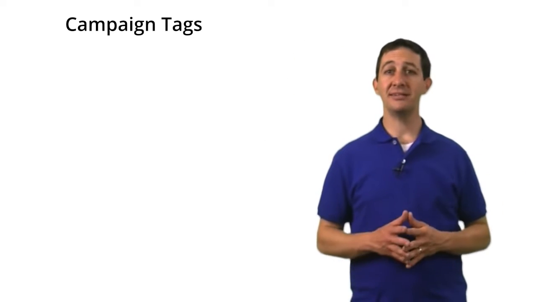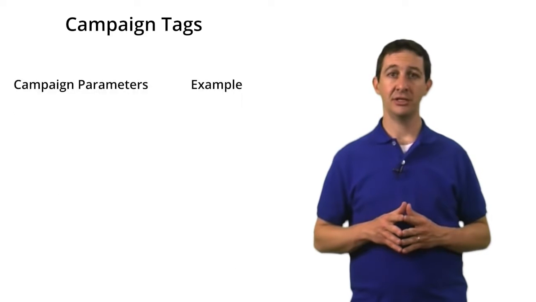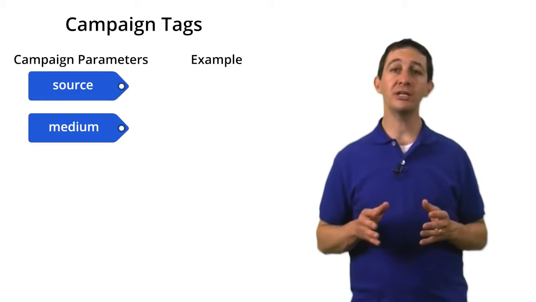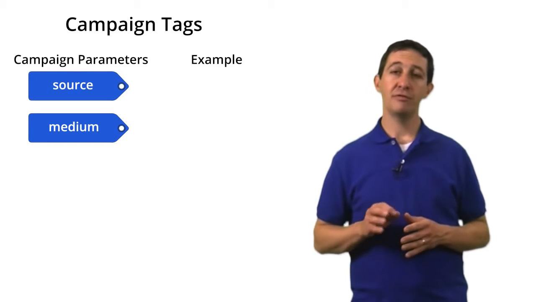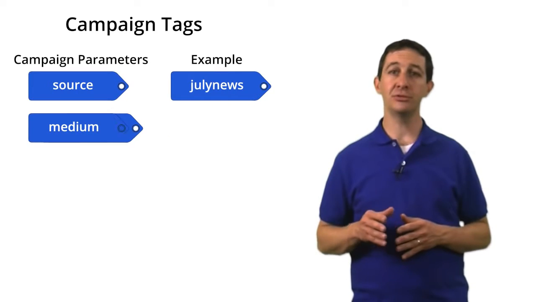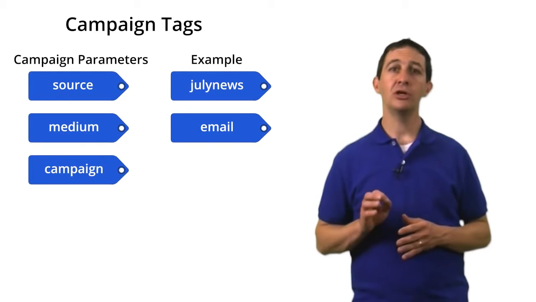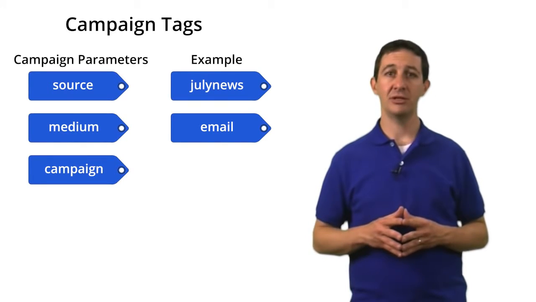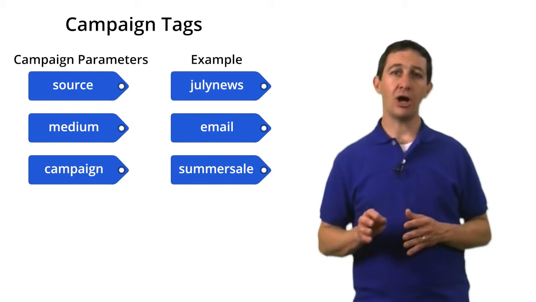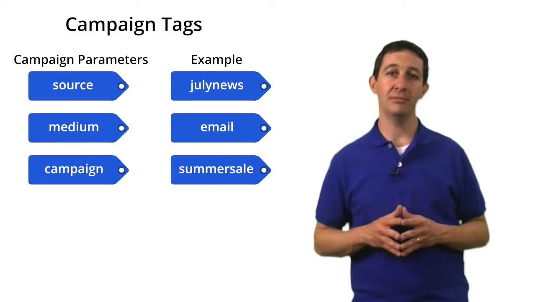There are 5 campaign tags that you can use. You'll usually use at least 3 when tagging links. The source and medium tags allow you to overwrite the source and medium that would ordinarily get set by default. For the newsletter, you might set the source to July News and the medium to email. Another campaign tag is called campaign. Use this to name your marketing campaigns. For the newsletter, you might set this to summer sale. You should always use the campaign, medium, and source tags when tracking a campaign.